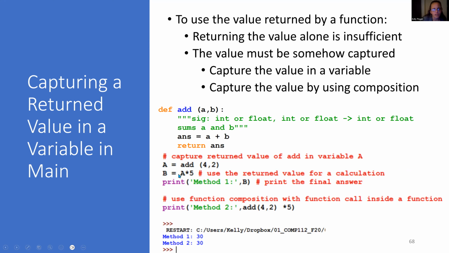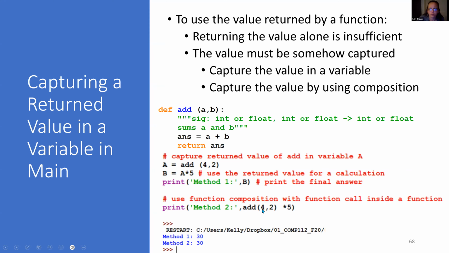So b equals a times 5. a captures the output of the function, and then b is equal to a times 5. So now you do 6 times 5 is 30, and now we can print method 1, and then the value of that, which will be 30, the final answer. But you could have done this another way.